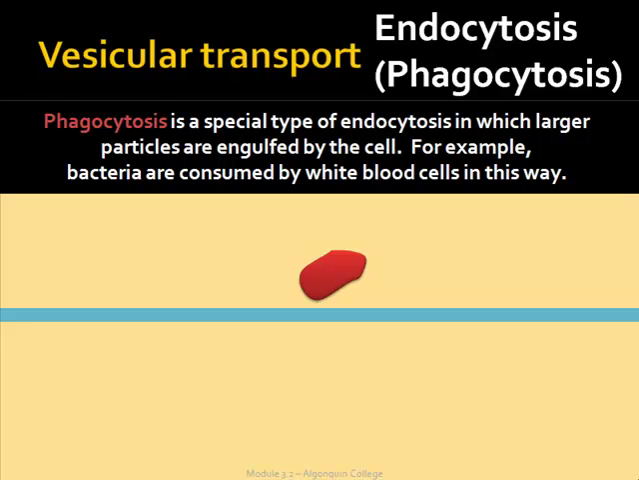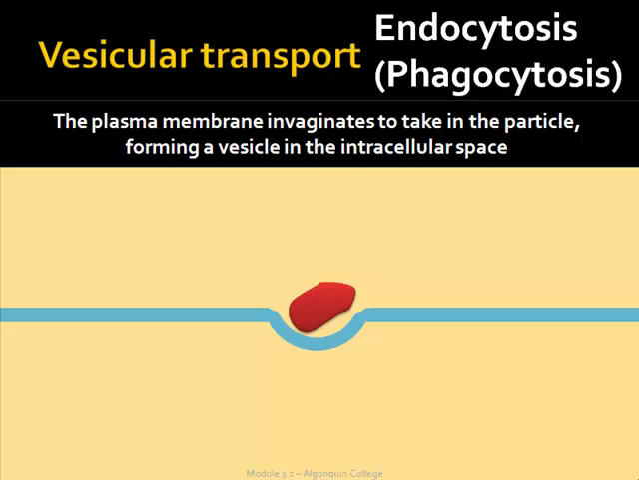Phagocytosis is a special type of endocytosis in which larger particles are engulfed by the cell. For example, bacteria are consumed by white blood cells in this way. First, the plasma membrane invaginates to take in the particle, forming a vesicle in the intracellular space.